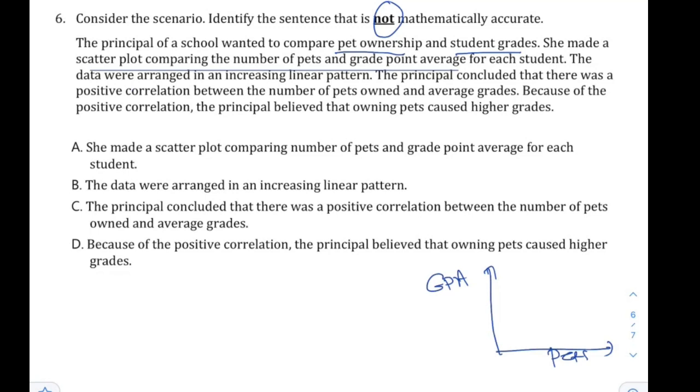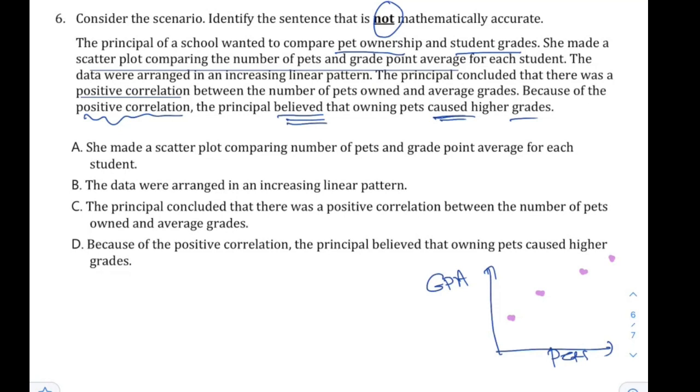The data were arranged in an increasing trend. It was increasing, not necessarily a straight line, but it is increasing. The principal concluded that there was a positive correlation between the number of pets owned and average grades. Because of the positive correlation, the principal believed that owning pets caused higher grades. Yani, she said that it is causation, that owning pets causes your grades to be high.